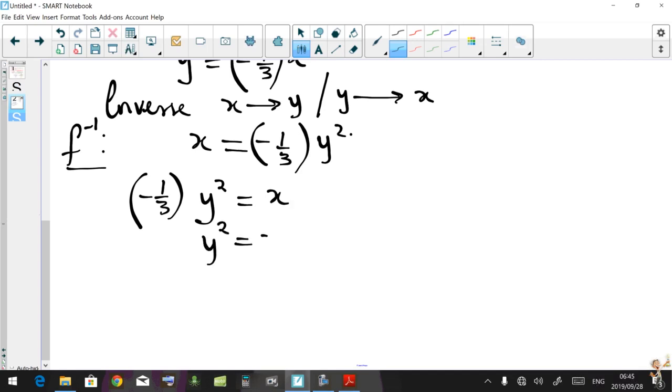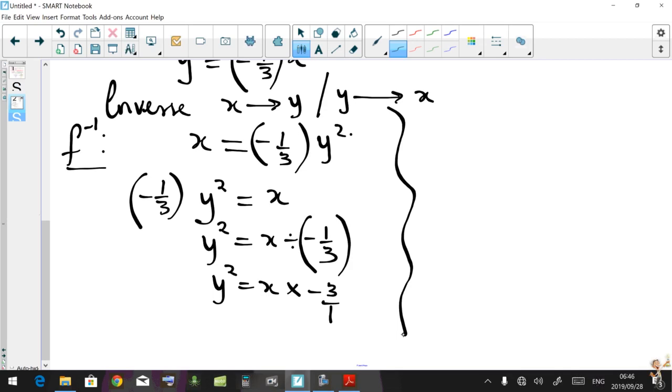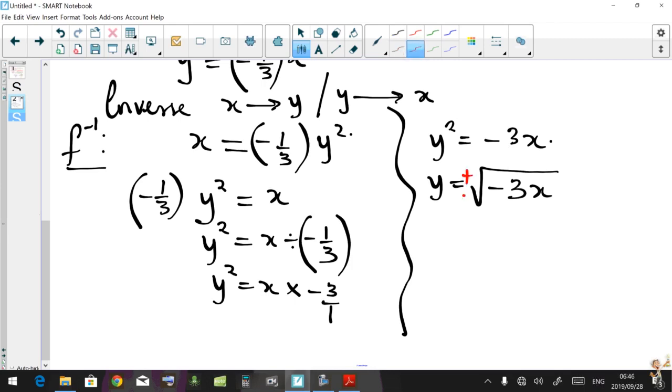Y squared equals x divided by negative 1 over 3. I'm doing this because you cannot press x on your calculator. Alright, so y squared equals x times negative 3 over 1. What does that give you? Remember the rules. So y squared becomes negative 3x. But what is y? Y therefore has to be the square root of negative 3x. And remember, when you look for the square root of a number, it has to be positive or negative. This is a grade 12 standard.